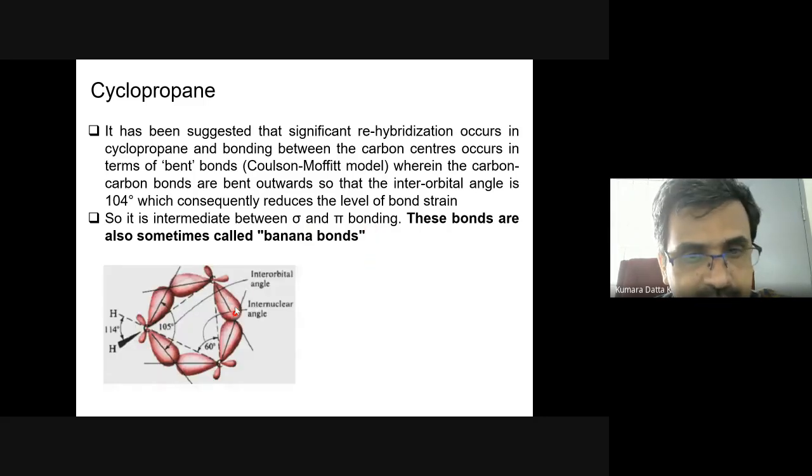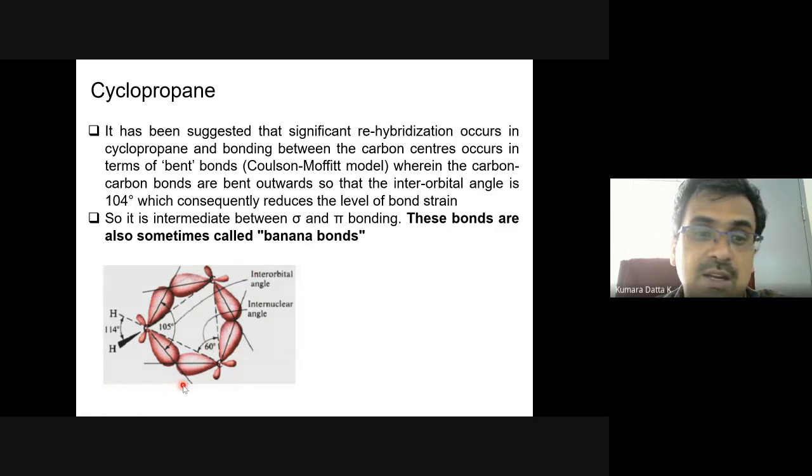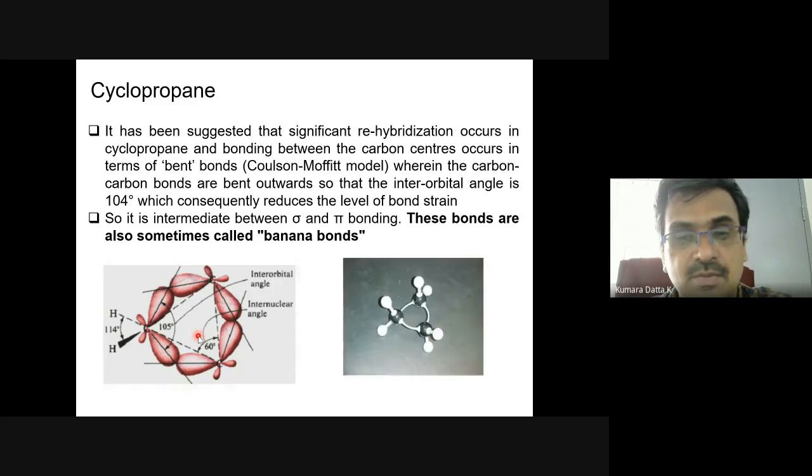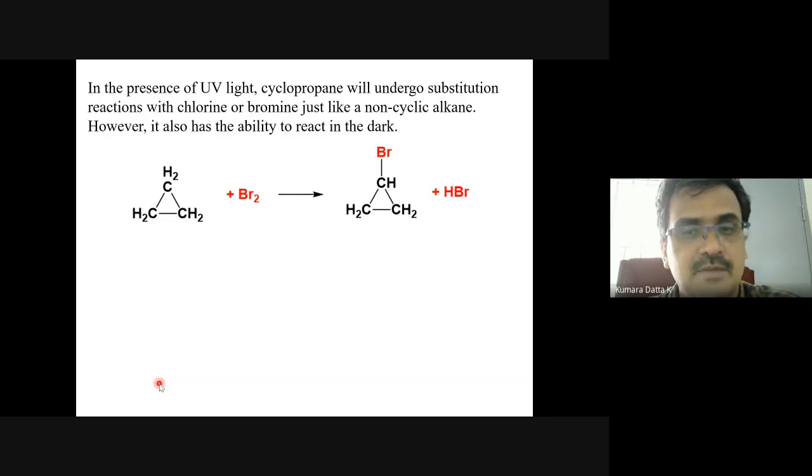So you can see how the interorbital strain is there and what the interangular strain is. You see how it is a very strained molecule. This strain in cyclopropane will lead to its reactivity to break the C-C bond or to cleave the chain, which brings us to the reactions.